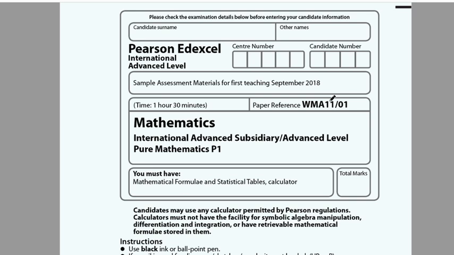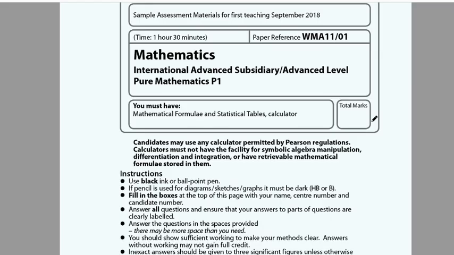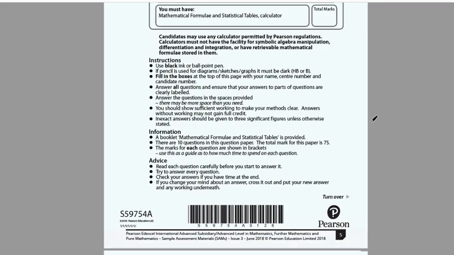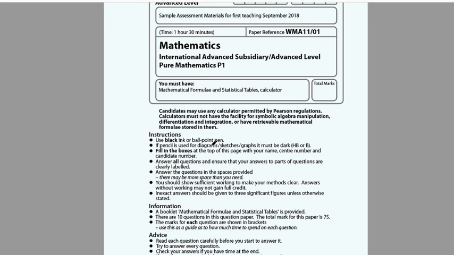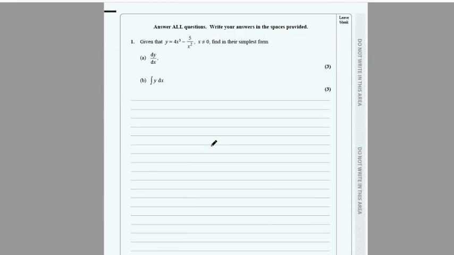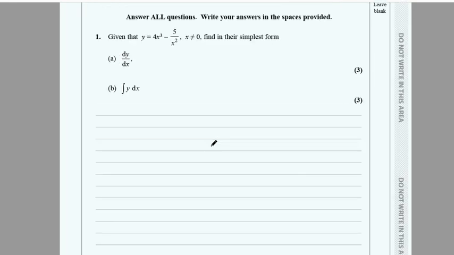Okay, so this is the sample assessment paper of P1 for this new specification. So let's solve this. The total mark is 75. We have 10 questions. Okay, so number one is easy.